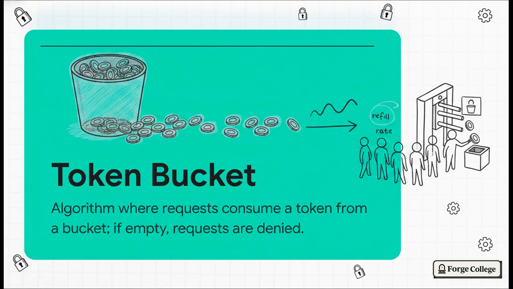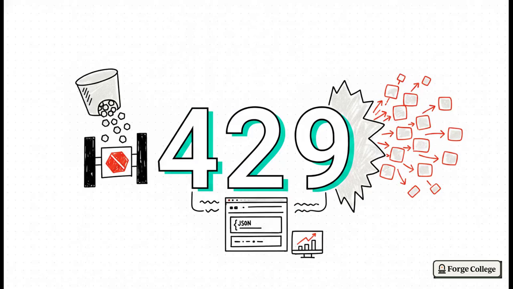Let's break that jargon down into a really simple analogy. Imagine a literal bucket filled with arcade tokens. Every time an incoming request wants to pass through the turnstile, it has to take one token out of the bucket. Meanwhile, that bucket is magically refilling itself with new tokens at a set, steady rate. But if a sudden surge of traffic hits and the bucket runs completely empty, the turnstile locks. Requests are simply denied until the bucket has time to refill. And when that token bucket does run dry, what happens? Our express rate limiter steps in and throws a very specific HTTP status code, 429, too many requests.